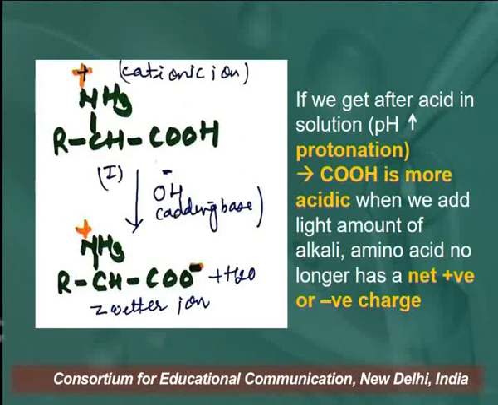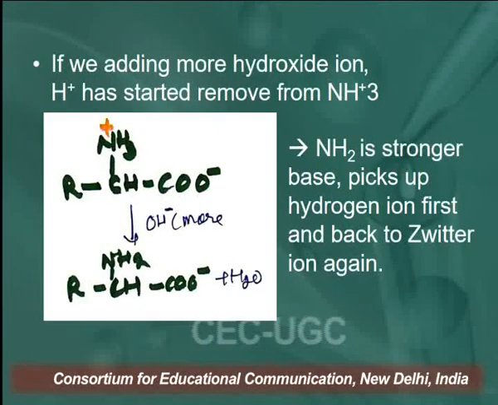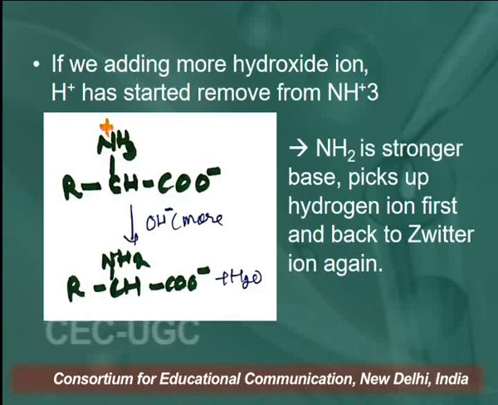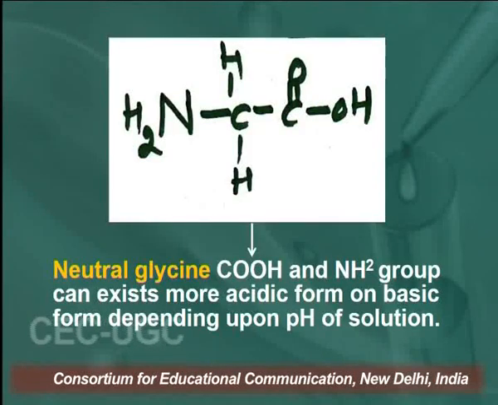On your screen you can see the Zwitterion with both positive and negative charge. If we add more hydroxide ion, H starts to be removed from that ammonium ion, because NH2 is a stronger base, it picks up hydrogen ion first and goes back to a Zwitterion again. That is why the amino acid is always present as a Zwitterion, as a diprotic ion in the solution. So this is the example of glycine.